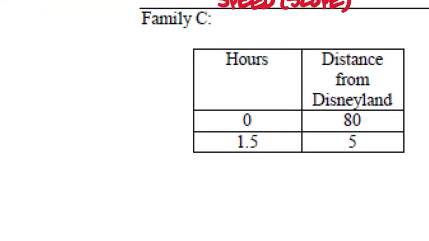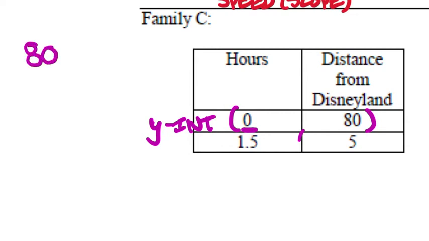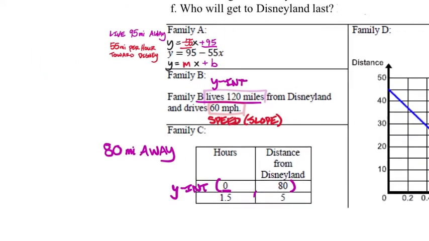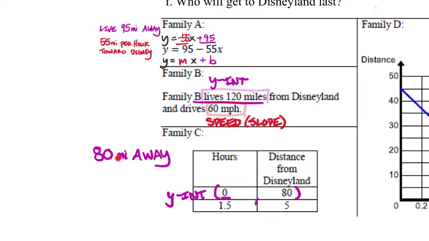Now, how about family C? Well, they did start by giving us this ordered pair right here, and the x value is 0. So this is actually our y-intercept right there, which is good news because that tells us then, right now, that they live 80 miles away. So that's our y-intercept, and again, that's good enough that we can compare with the other two families. 80 miles away is closer than 120 or 95. And it was given to us in the table, so we didn't actually have to look for it. All right, pretty convenient. But now we need the slope.